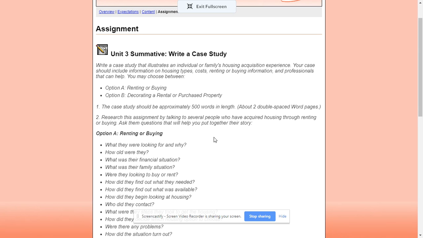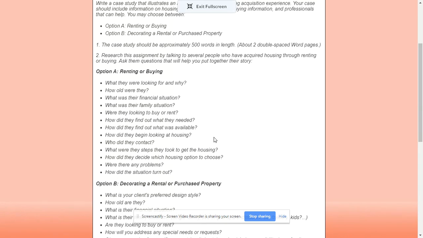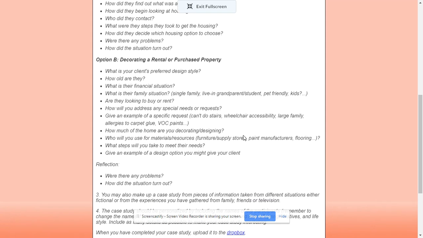Research by talking to several people who have acquired housing, so anybody who's bought a house or is currently renting a house, and ask them questions. Here's a series of questions you can ask. What were they looking for? How old were they? What was their financial situation? All the way down to how they contacted people, how they started their process of looking, and how they made their final decision, and if they're happy with it.